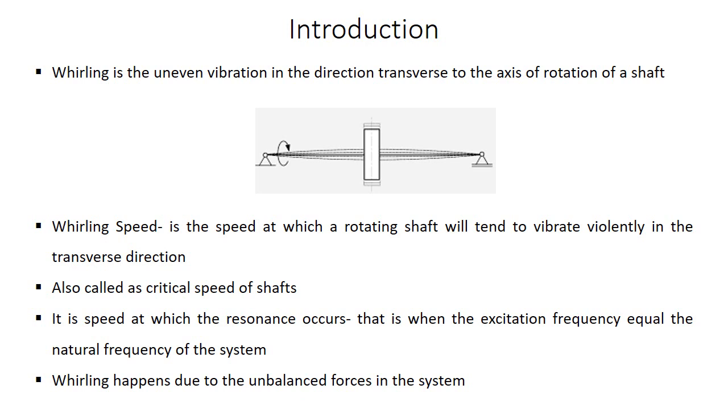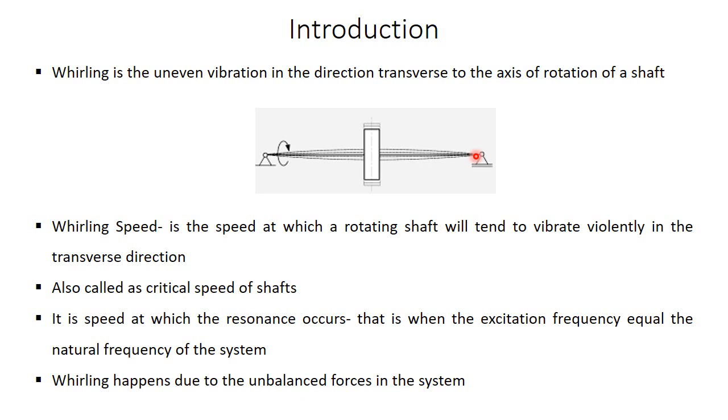Whirling is the uneven vibration in the direction transverse to the axis of rotation of the shaft. We can see here a shaft which is mounted onto bearings. These are the bearings. At the middle of the shaft there is a rotor. If the centroid, or the geometric center, of the rotor is not aligned with the axis of rotation of the shaft, it will create uneven vibration when the shaft starts rotating. The reason for this uneven vibration is the centrifugal force created due to the eccentricity between the centroid of the rotor and the axis of rotation of the shaft.